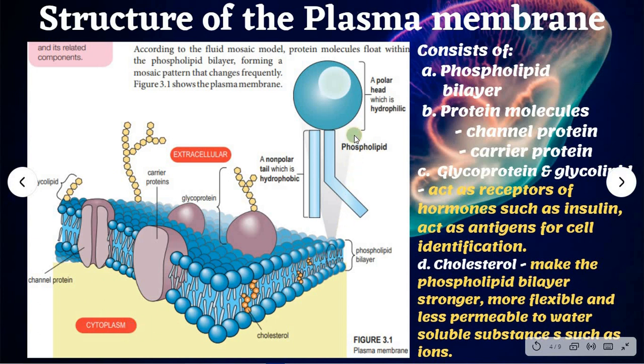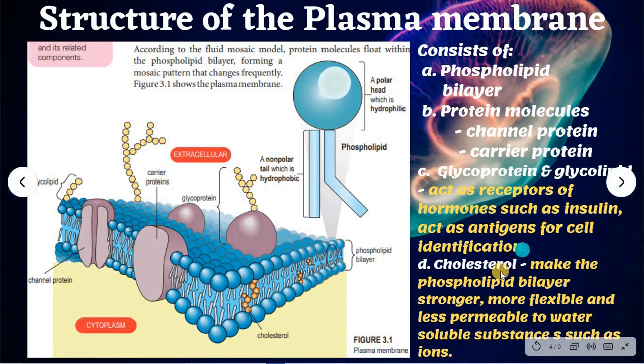So this is the bigger structure of the phospholipid. Later we'll look in more detail at the phospholipid. Basically, the structure of the plasma membrane consists of, one, the phospholipid bilayer, and number two, the protein molecules, which have two types, channel protein and carrier protein. The plasma membrane also consists of glycoprotein and glycolipid, which act as receptors of hormones such as insulin and also act as antigens for cell identification.